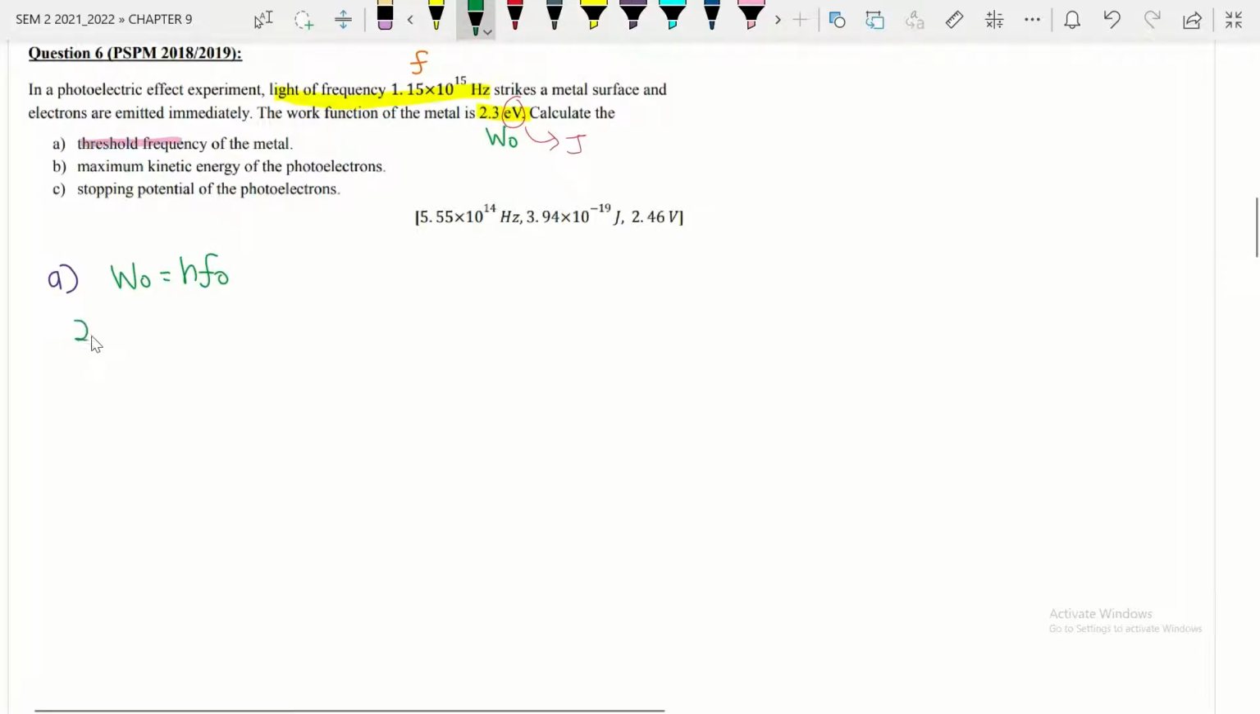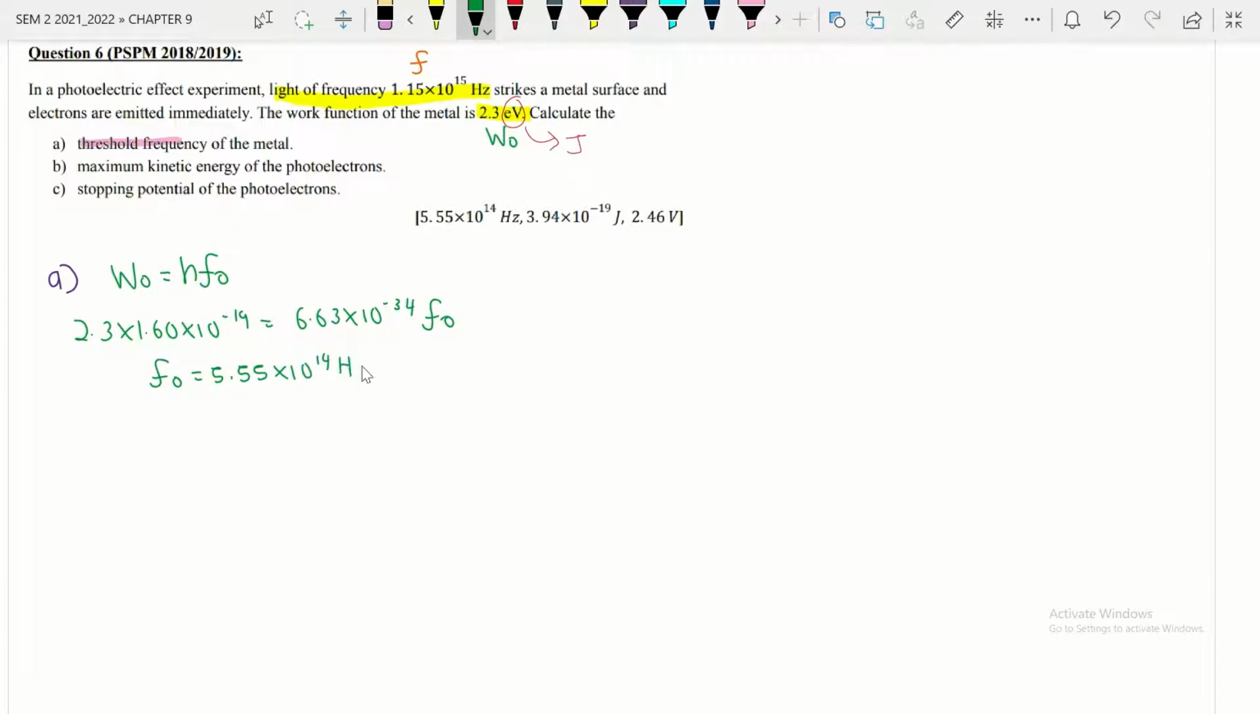Therefore 2.3 times 1.6 times 10 to the power of negative 19. Dan kita punya Planck constant adalah 6.63 times 10 to the power of negative 34. And kita nak cari kita punya threshold frequency. So when you press the calculator, you will get a threshold frequency 5.55 times 10 to the power of 14 Hertz. Please do not forget your unit. Okay, so that is for question A.